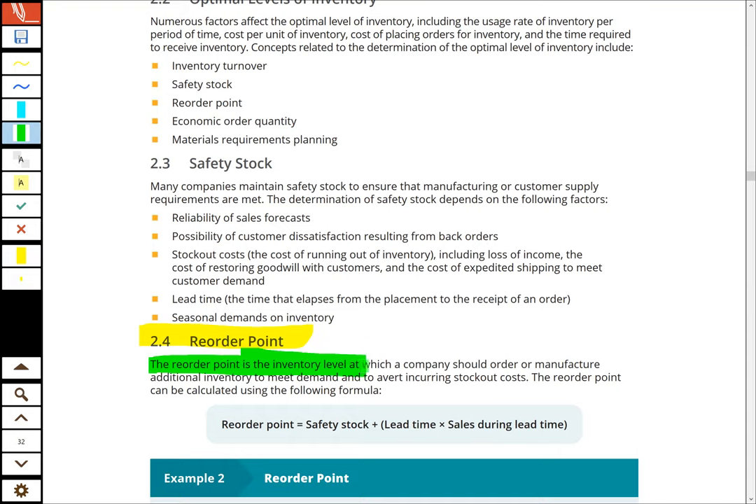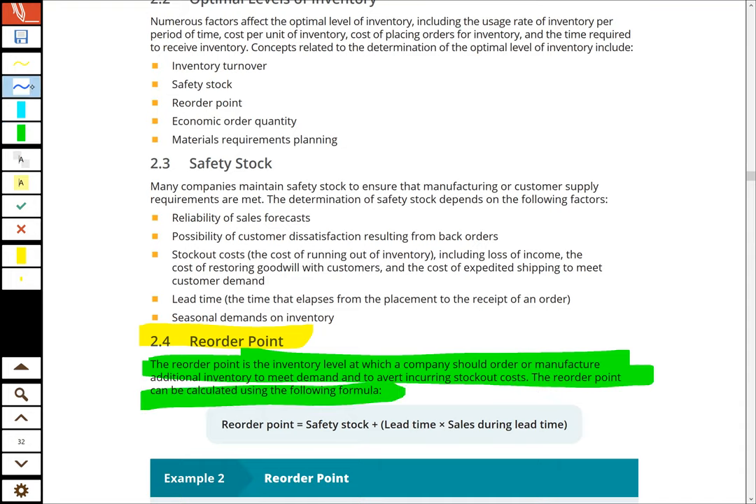So with the reorder point, the inventory level at which the company should order or manufacture additional inventory to meet demand to avert incurring stockout costs. The reorder point can be calculated using the following formula. And again, guys, this is not a scientifically derived formula. It simply says what? You have a certain amount of safety stock. That safety stock is the amount that you hold that you think you'll never sell more than that. You'll never sell out of that. Then you go ahead and you figure out what your lead time is. How long does it take you to get an inventory shipment in?